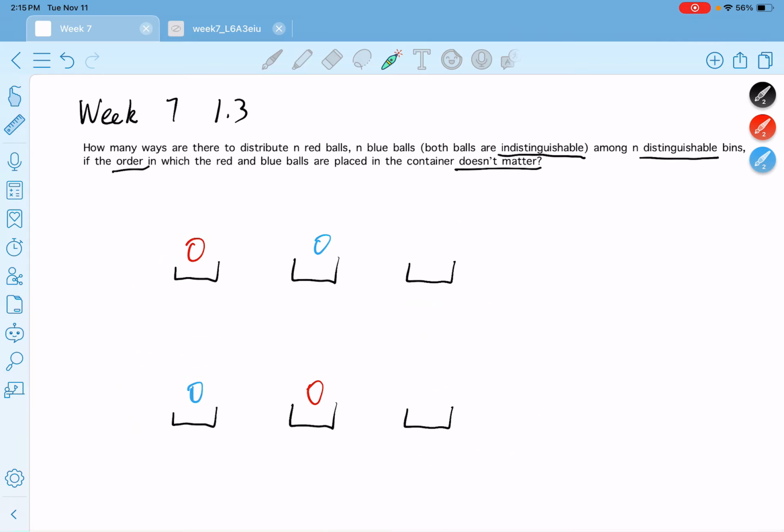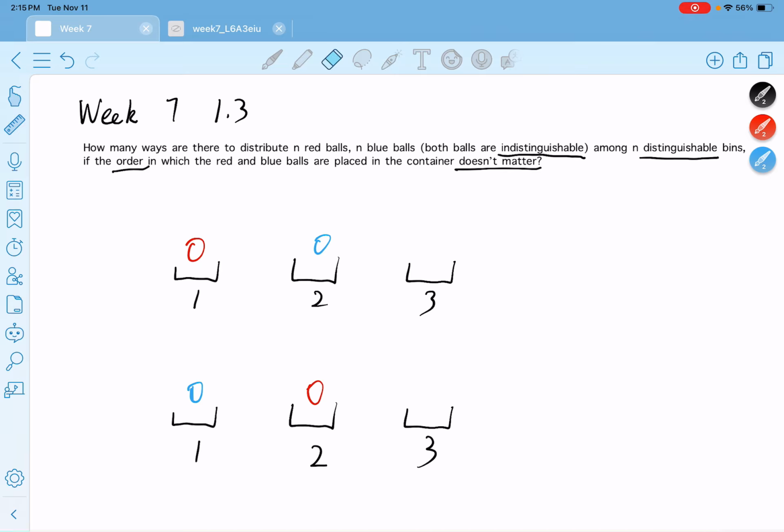In the distinguishable case, we are actually labeling the bins, for example as B1, B2, B3 and B1, B2, B3. In this case, we can tell these two arrangements are not the same, because in the first case we have a red ball in B1, but in the second case we have a blue ball in B1. So this is distinguishable, and we are dealing with the distinguishable case.